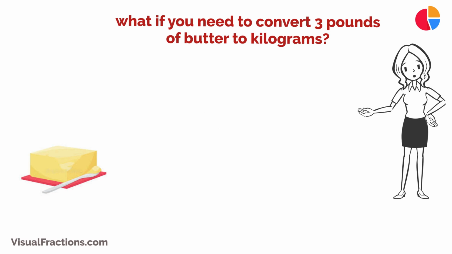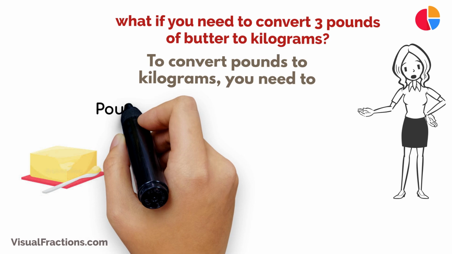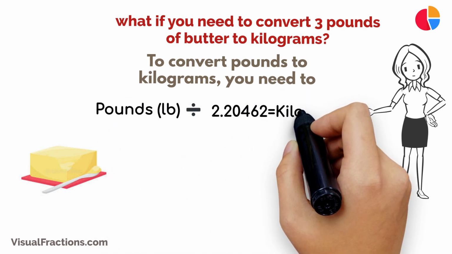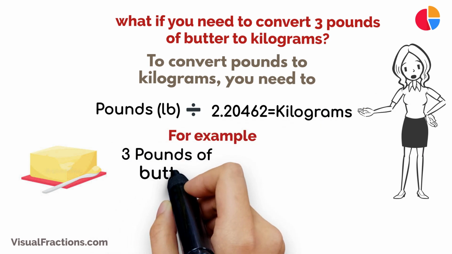But wait, what if you need to convert 3 pounds of butter to kilograms? Don't worry, we've got you covered. To convert pounds to kilograms, you need to divide the number of pounds by the conversion factor of 2.20462. Let's walk through an example of how to convert 3 pounds of butter to kilograms.